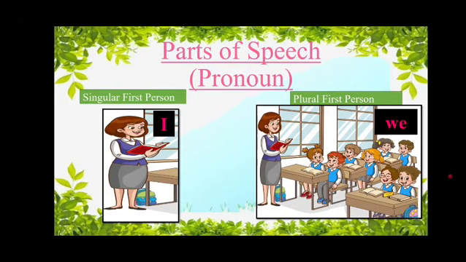Here you can see the teacher is standing. She is talking about herself. Which pronoun she will use for herself? Yes, she will use the pronoun I. For example, I am a teacher. Now look at the second picture. The teacher is talking about herself and about the students as well. So which pronoun she will use for herself and for all the students in the classroom? She will use the pronoun we.